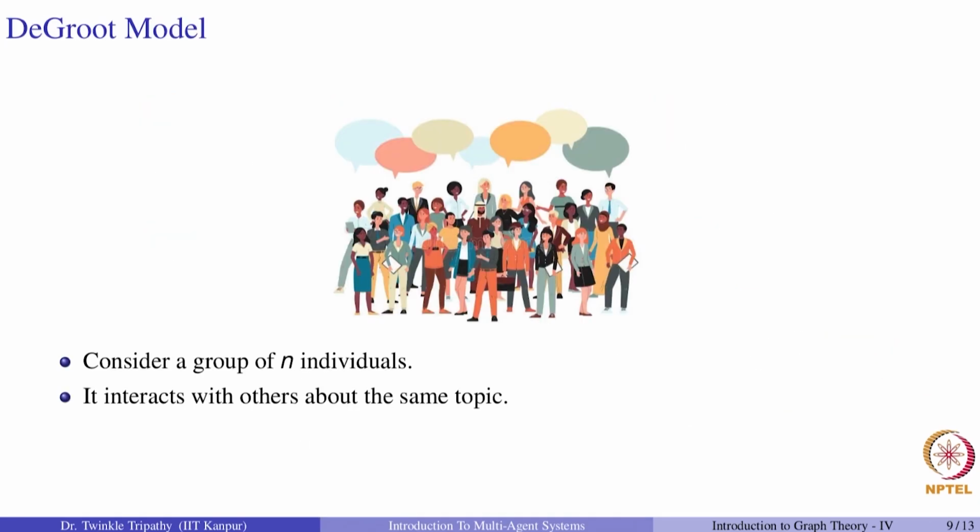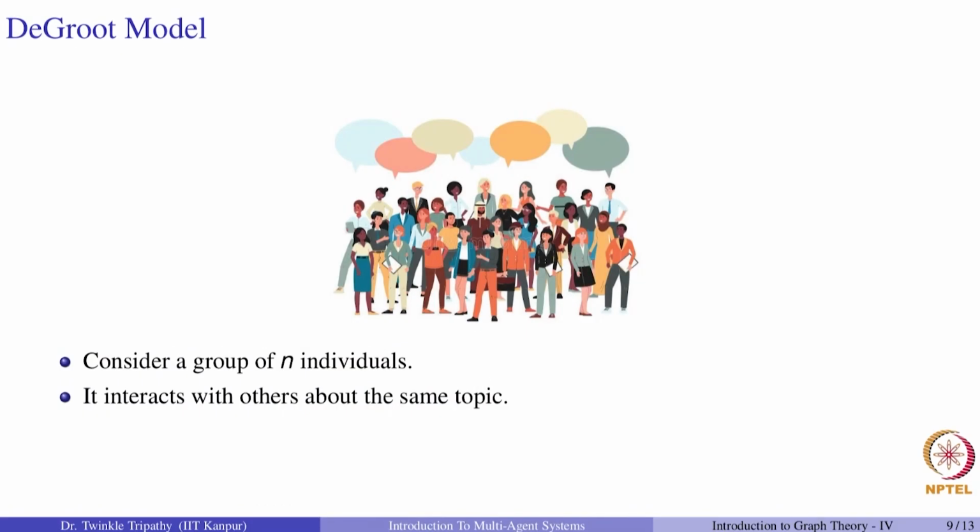So, is the adjacency matrix really applicable in any real world scenario? To answer that question, we will look at the DeGroot model. Just to quickly remind you of it, we have discussed it in the previous lectures, but a very brief introduction. In the DeGroot setup, we are considering a group of n individuals who are interacting with each other about the same topic and trying to modify their opinions in a certain manner based on the interactions.